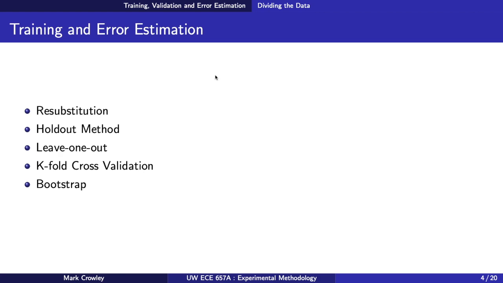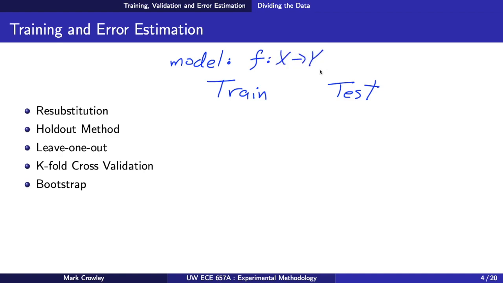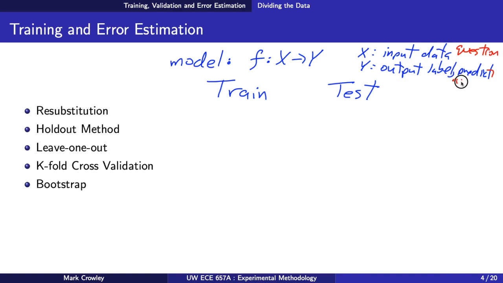So what we're really talking about here is that we need to be able to determine which data we're using for testing and training, right? So we say we're going to be learning some model. It's a function f that's going to be going from x to y, and x is our input data, and y is the output label or prediction that we want, right? It's the thing that you want to get. Another way of thinking of it, this is the question, and this is the answer.